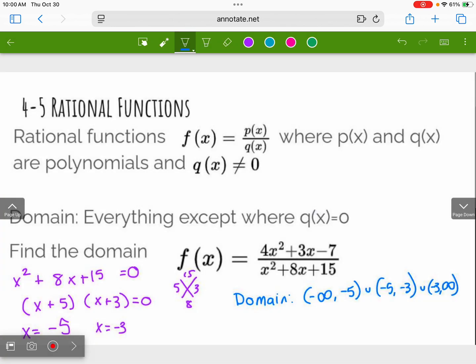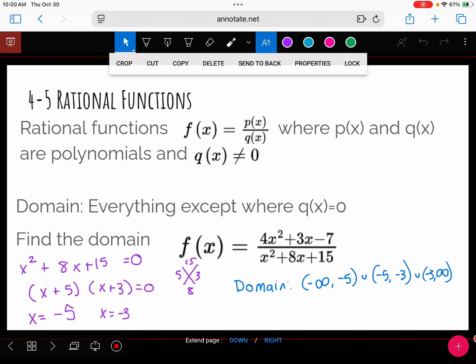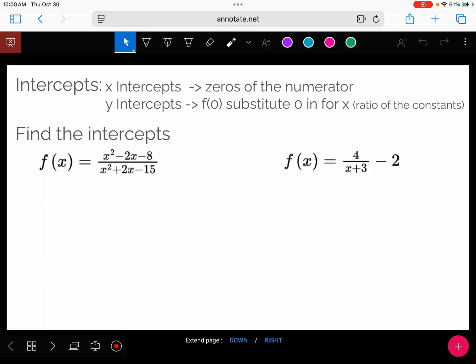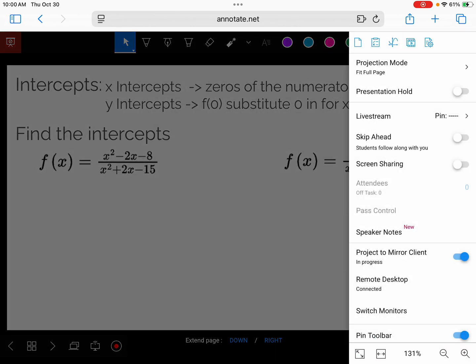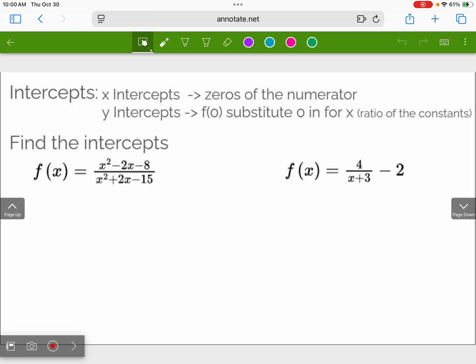Okay, anybody need more time on this page? Okay. So the next thing we're going to look at is intercepts. So we are going to find x-intercepts and we're going to find y-intercepts.